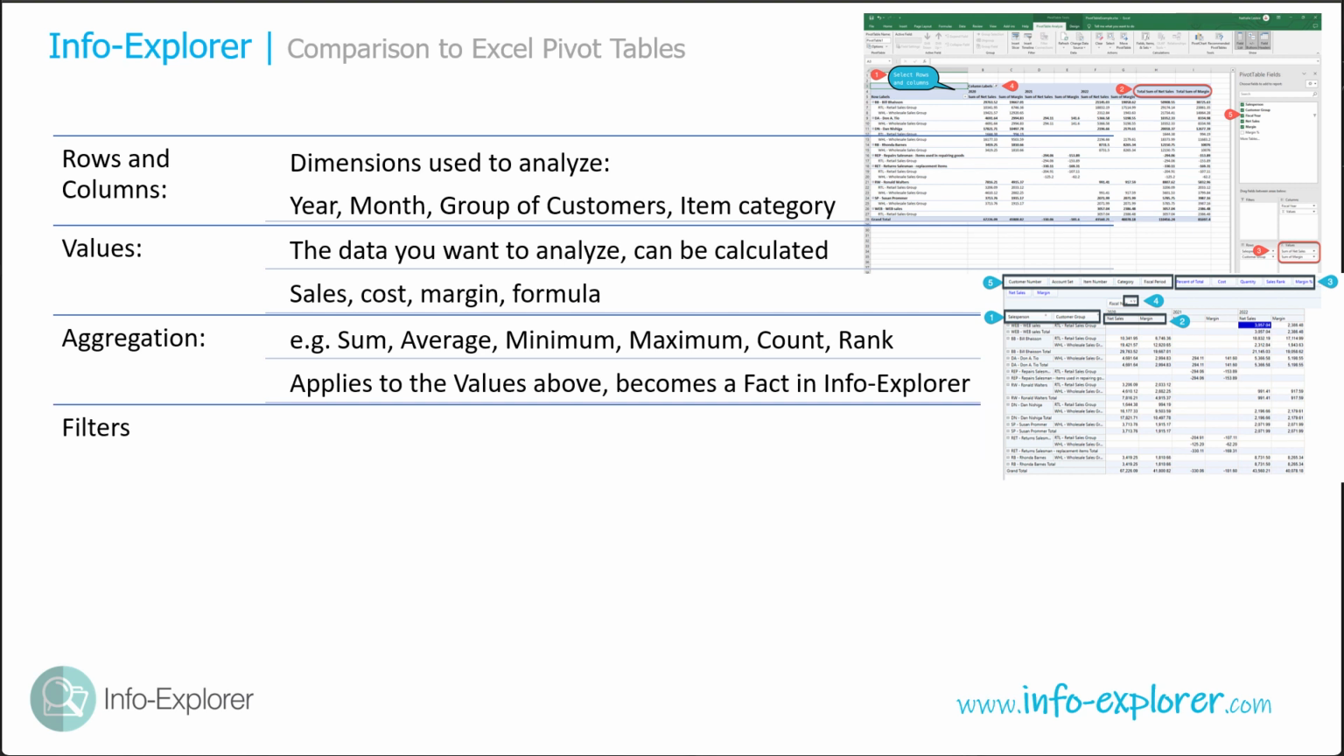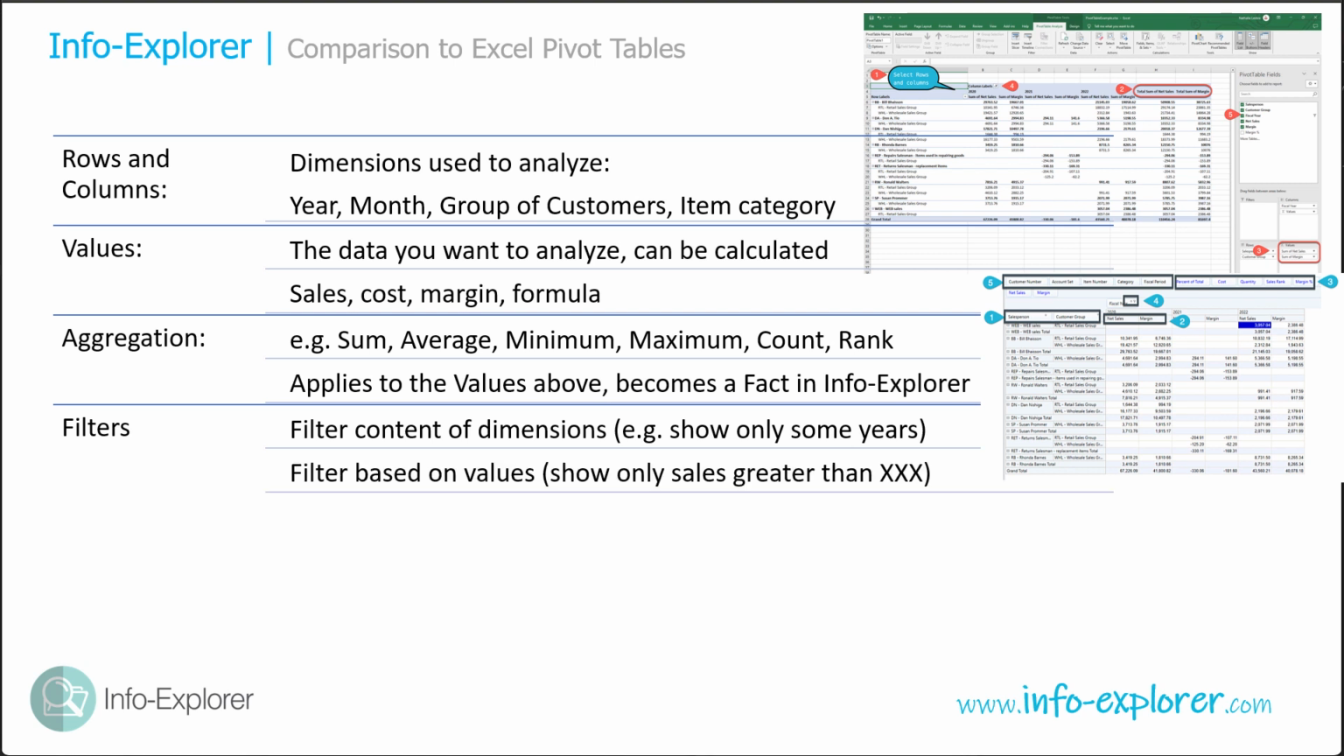Pivot tables often include filters that allow users to focus on a specific subset of the data. The filters can be applied to limit the information that you see. For example, only show me some years, only show me some customers. You can also filter based on the actual values. So show me all the customers where the sales were greater than a particular amount. And you can do that in Info Explorer as well.